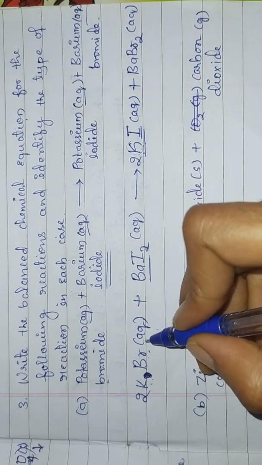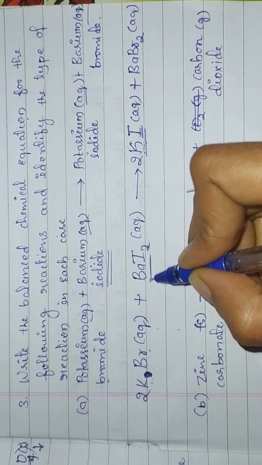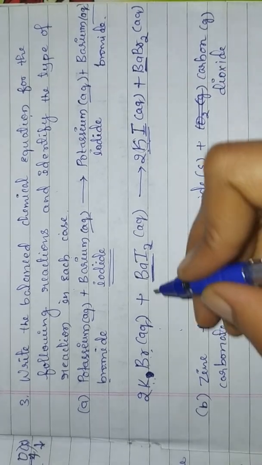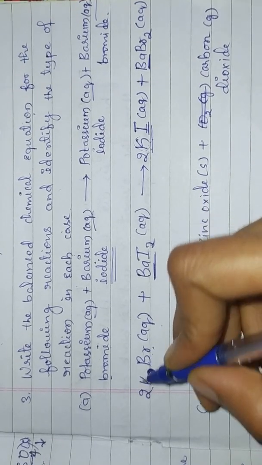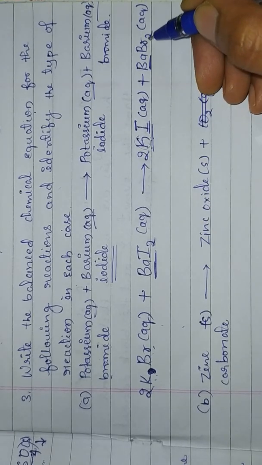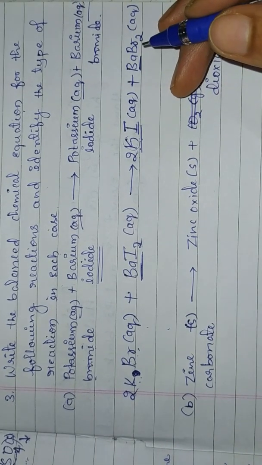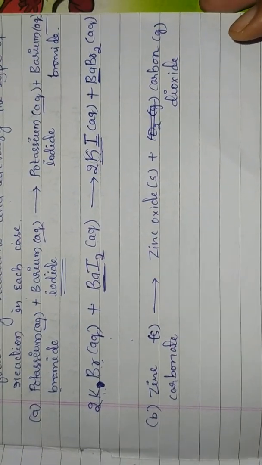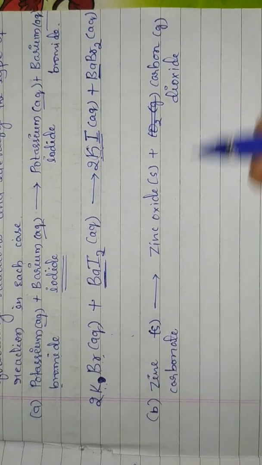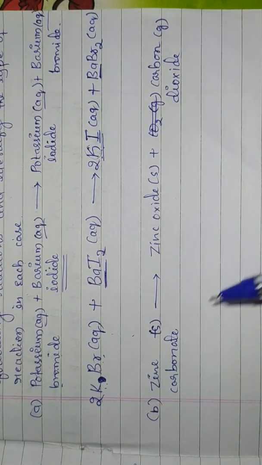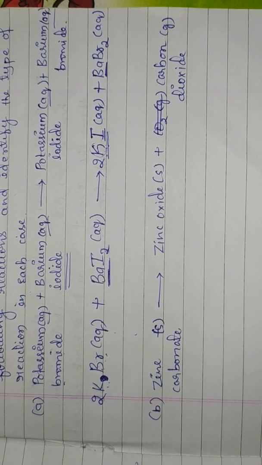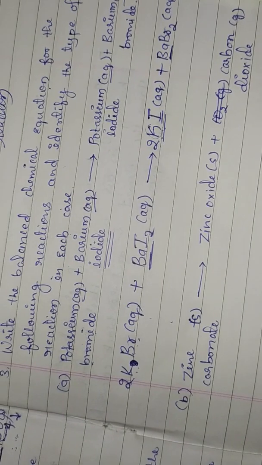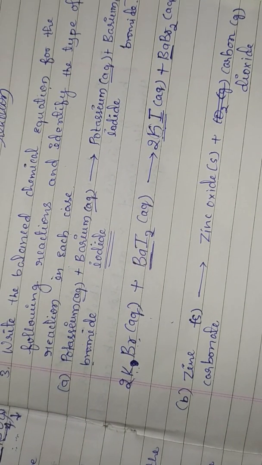So now count the barium. Here 1 barium, here also 1 barium. Already they are balanced. Now check the number of bromine atoms. Here 2 bromine, here also 2 bromine. One by one we have to check and balance. Like this we have to balance the chemical equations. You can do this problem on your own. So by knowing the chemical formulas of chemical compounds, we can easily write the chemical equations.